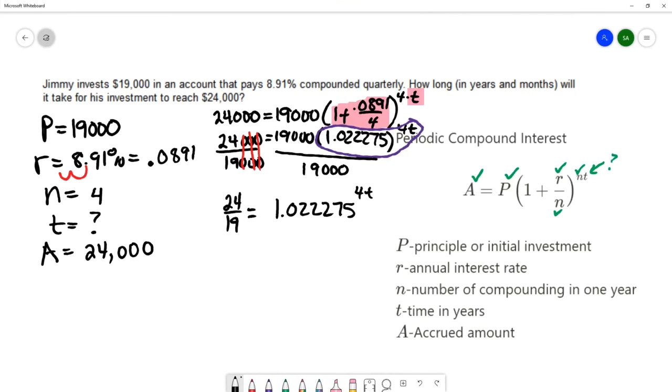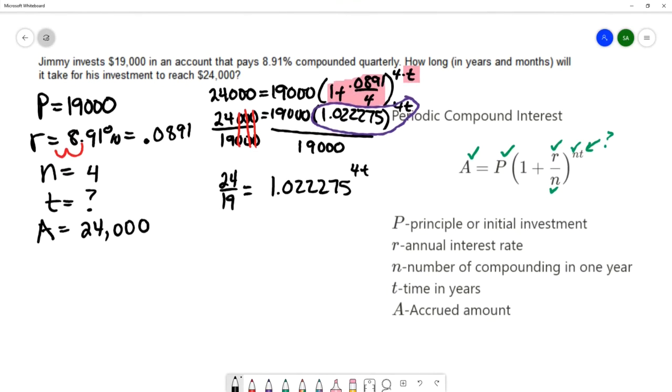Now I'll use the strategy of solving exponential equations, and there's two strategies that we typically use. We either convert to a logarithm or take the natural log of both sides. I'm going to take the natural log of both sides so that it will be easy for me to type into the calculator once we get to the end. I'm going to do natural log of 24 over 19 equals natural log of 1.02275 to the 4t.